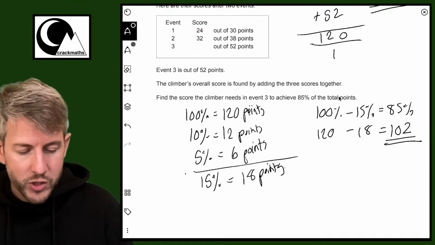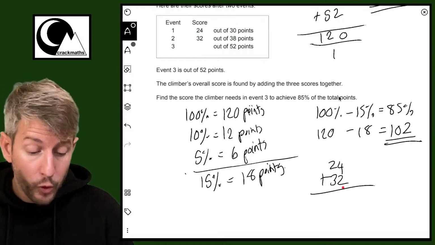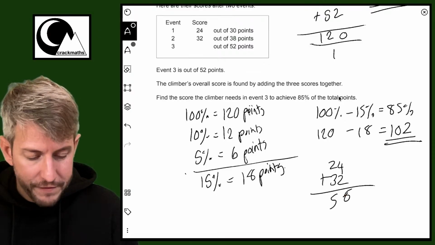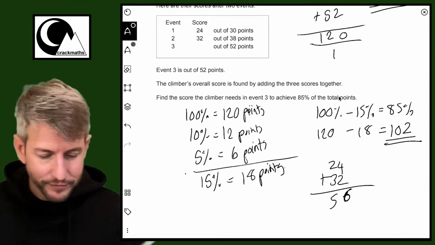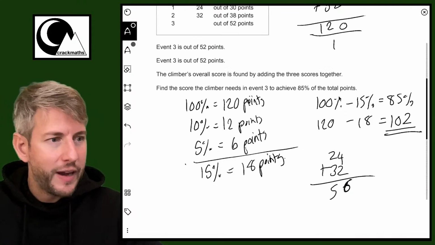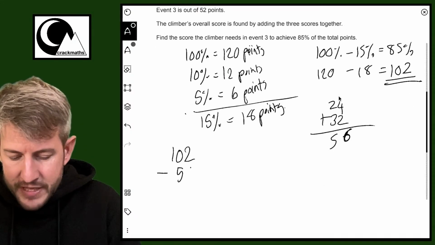So far we've got 24, add 32. Well, 4 add 2 is 6, and 5, so currently they've got 56 points altogether. And they need 102 points. So what I need to do now is 102 take away 56.